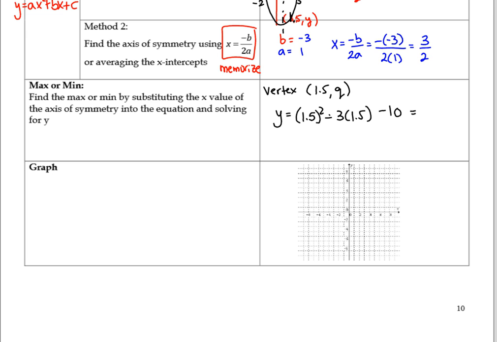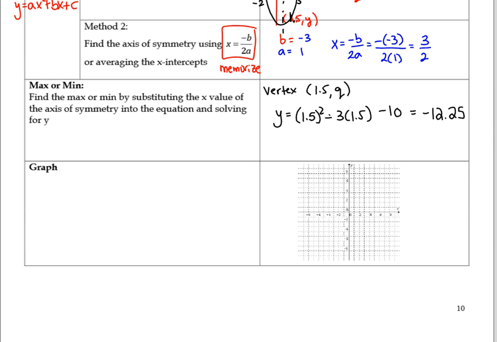We expect it to be a negative because it was opening up. I had x-intercepts. You can answer as a decimal. You don't have to write it as a fraction. Gives us what? Did you get it? Negative. Good. Negative 12.25.